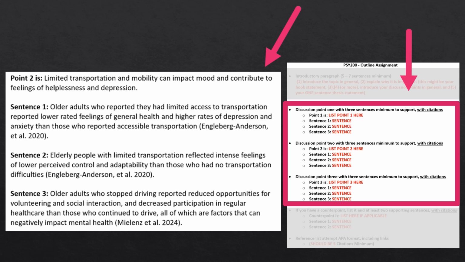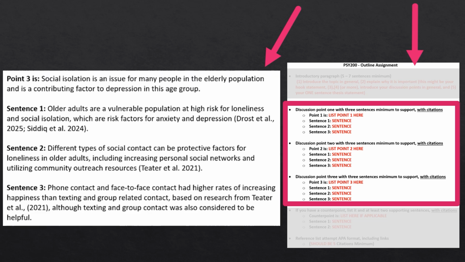So here I have some more evidence, and is it perfect? No, it's not perfect yet, but I do have a solid paraphrased chunk of material from this source that I can use in this second part where I'm talking about transportation and mobility in regards to depression. I'm going to quickly go over my example for point 3. For me, it was social isolation is an issue for many people in the elderly population and is a contributing factor to depression in this age group.